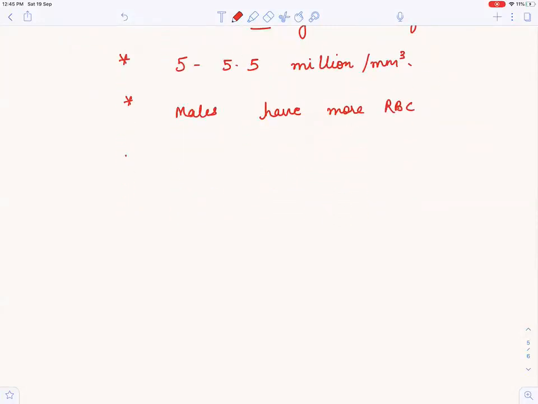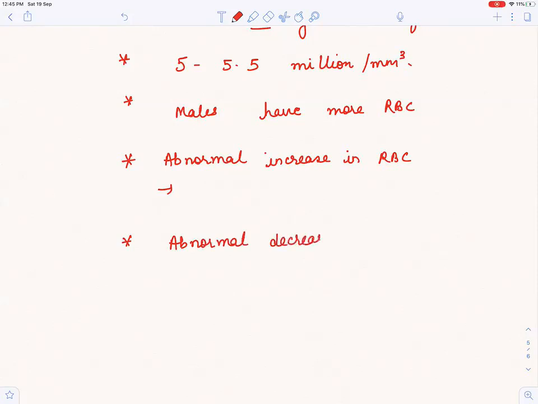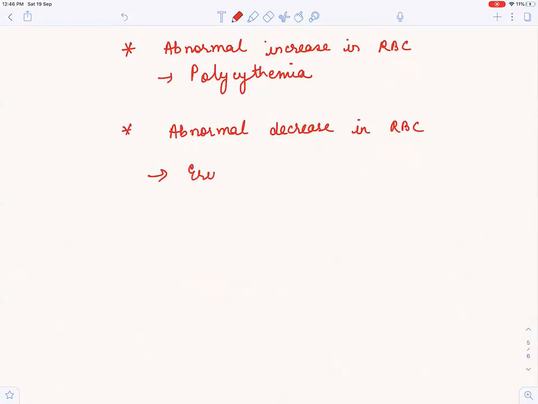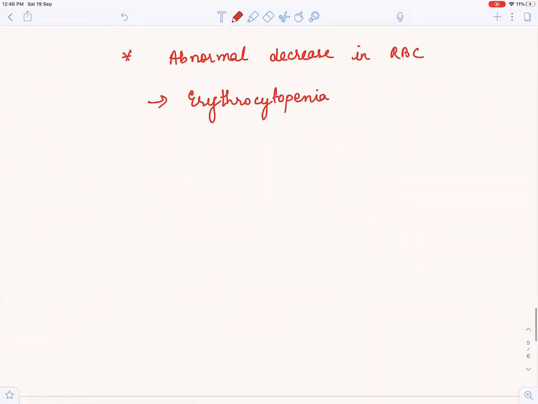Now, there's a condition we did in exchange of gases that was abnormal increase in RBCs. What is that condition called? Tell me. Don't say that you don't know it, yaar. We have already done it. कर चुके हैं. Abnormal increase को ऐसे भूलते जाओगे तो कैसे काम चलेगा? Polycythemia and erythrocytopenia. Right? I hope you remember this.